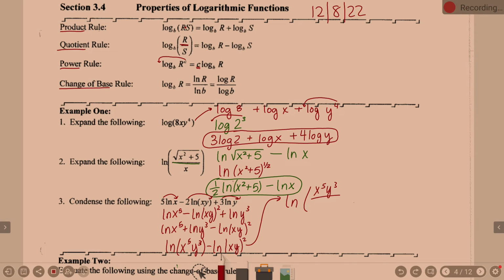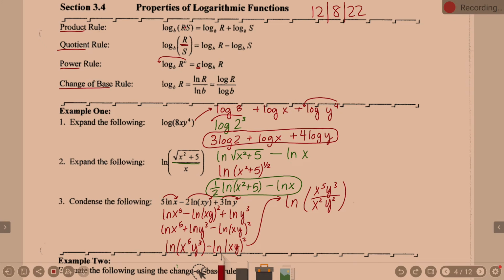It's x squared, y squared. And for a reason you will see very shortly, I'm going to go ahead and write it as x squared, y squared, because you can subtract those. So now I have natural log, and it's 1 big fraction, x to the 5th, y to the 3rd over x to the 2nd, y to the 2nd.